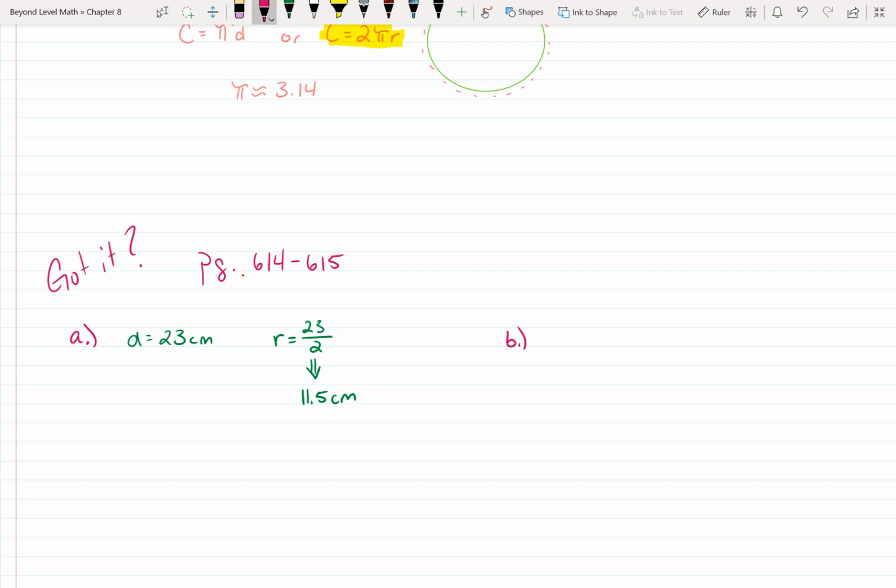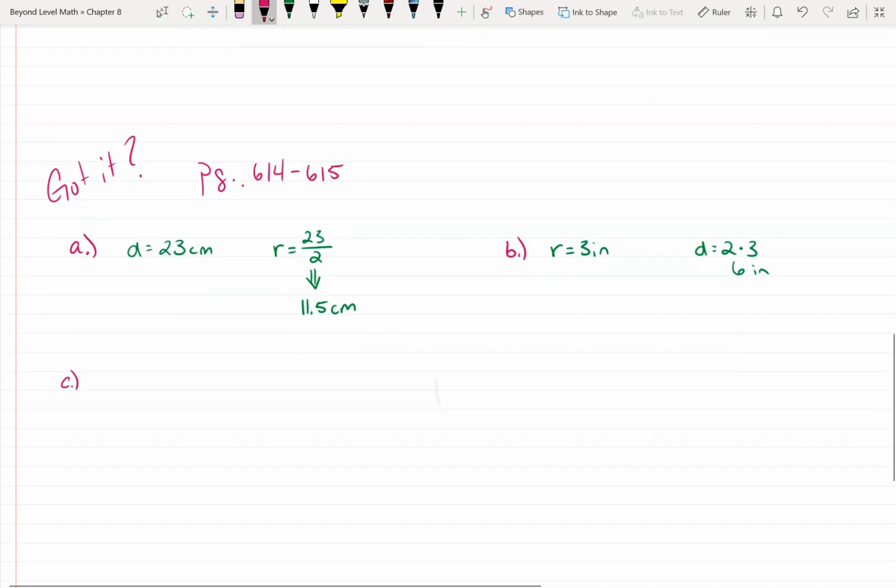Got it B. It says R equals 3 inches. Since diameter equals 2 times R, 2 times 3 is 6 inches. Got it. And again, pause me if you need to. I'm going to work through these quickly simply because they are all very similar.